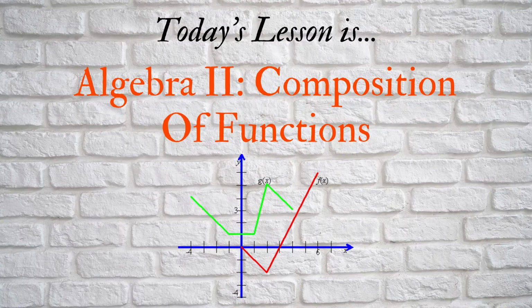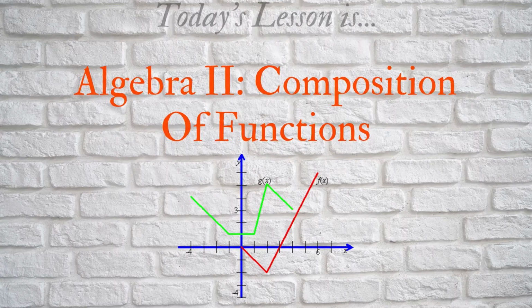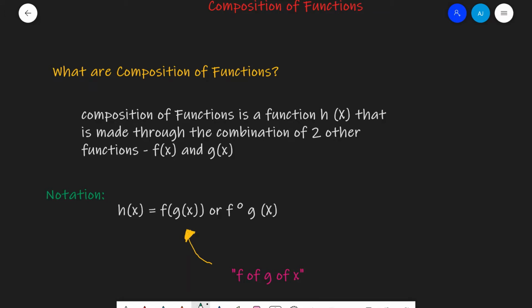Today we'll be talking about composition of functions and we'll be going through some examples. You might be asking, what do I mean when I say composition of functions? Well, composition of functions refers to a function h of x that is composed through the combination of two other functions, f of x and g of x. As you can see, the notation is shown below, in which there are two ways to show that h of x is composed of f of x and g of x. When describing composition of functions, you would say f of g of x equals h of x.